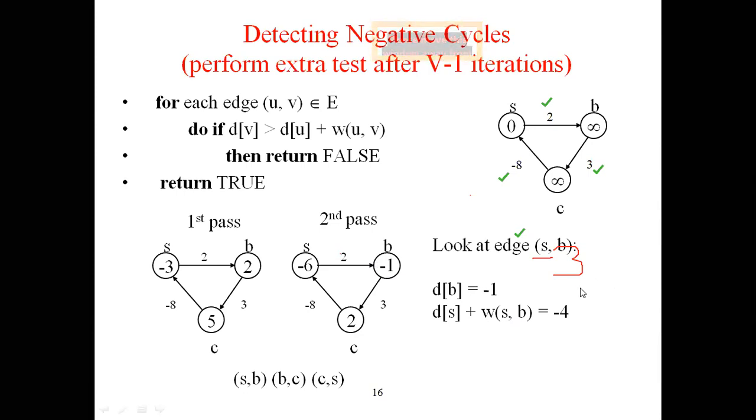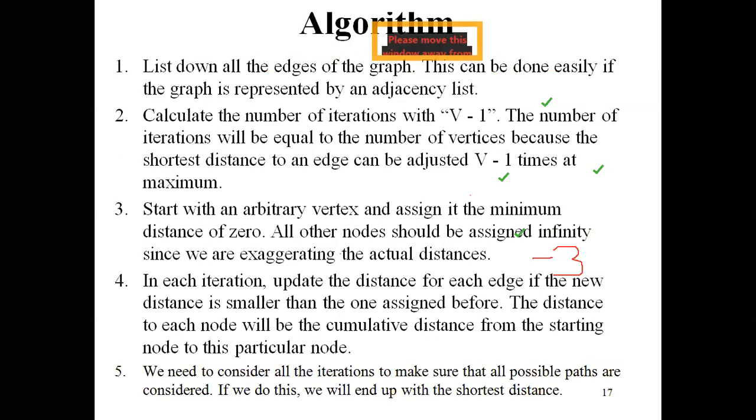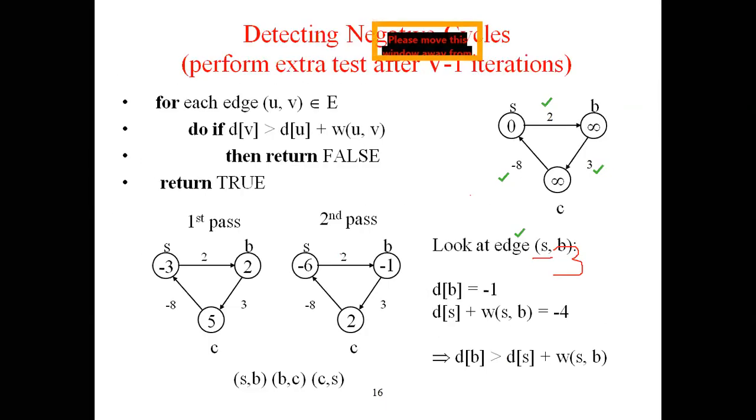So now observe this. You got the value minus 4 at B. After 2 passes, it should not change. But here the value at B is changed. That means, then what is the meaning of this?